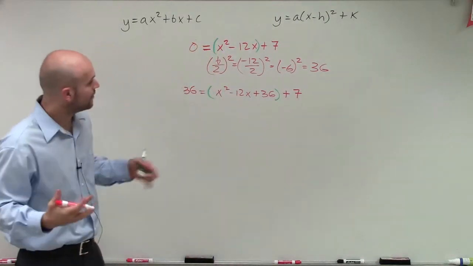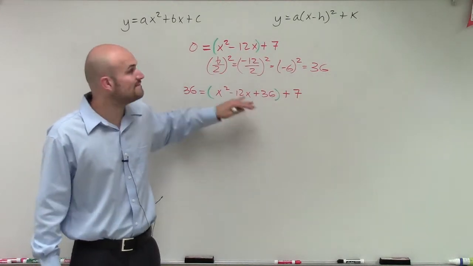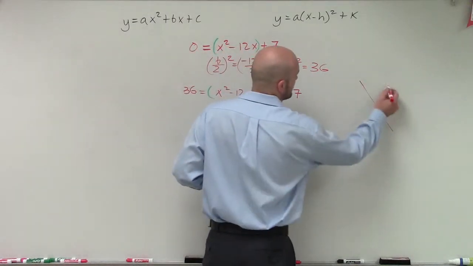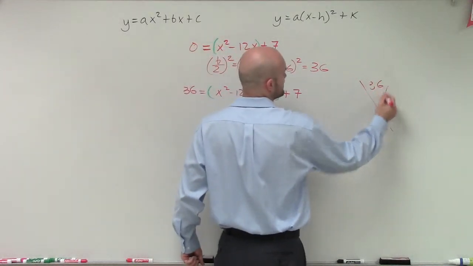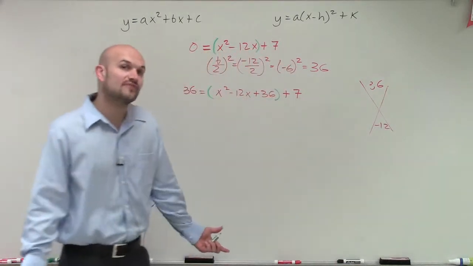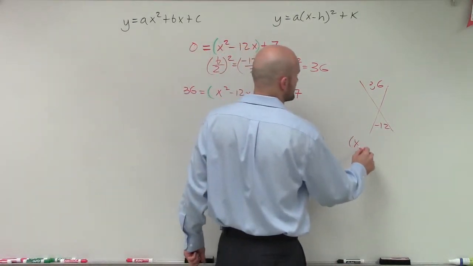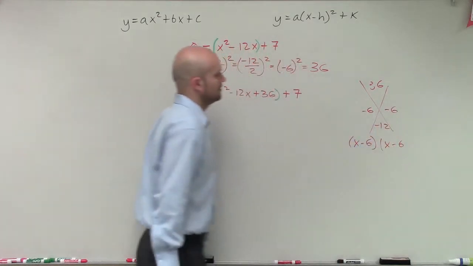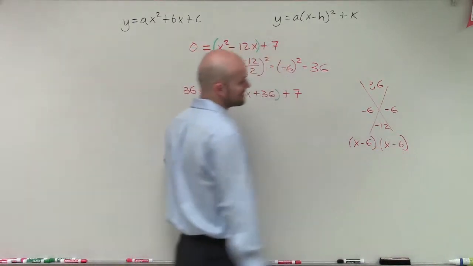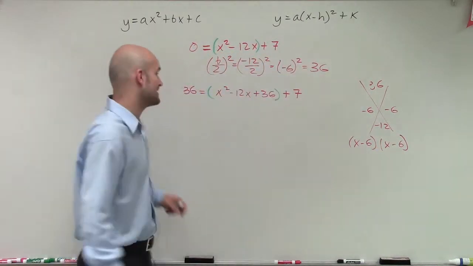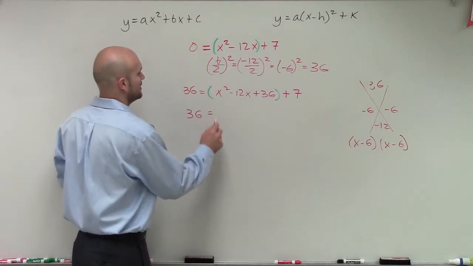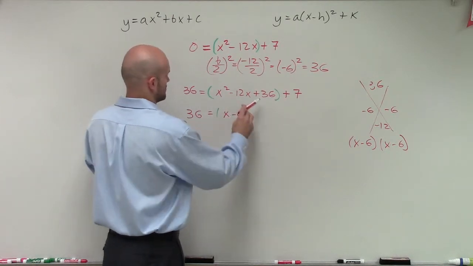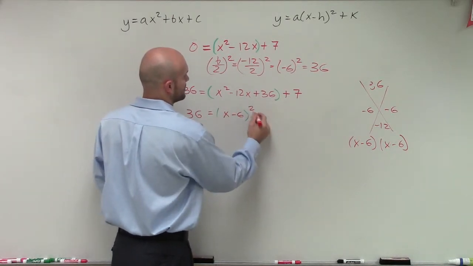Now we've created a perfect square trinomial, which we know can factor down to a binomial squared. If we go back to trying to factor this, what two numbers multiply to give you 36 but add to give you negative 12? Those two factors are x minus 6 times x minus 6. But rather than writing it as x minus 6 times x minus 6, we want to write this as x minus 6 squared. So I write 36 equals x minus 6 squared plus 7.